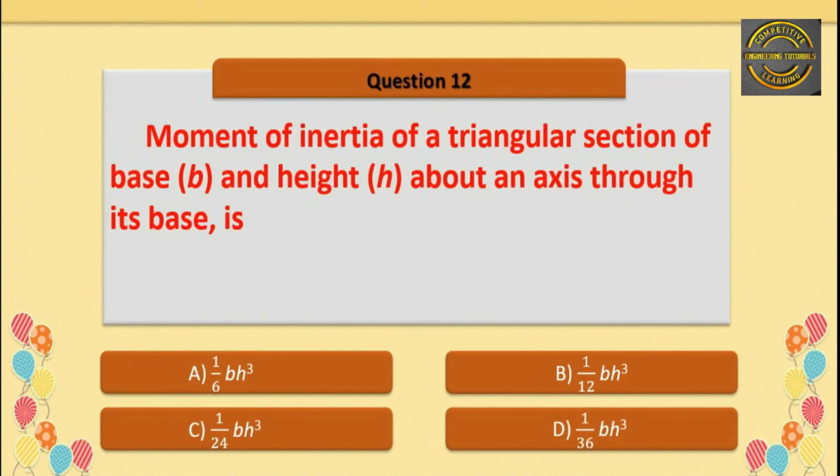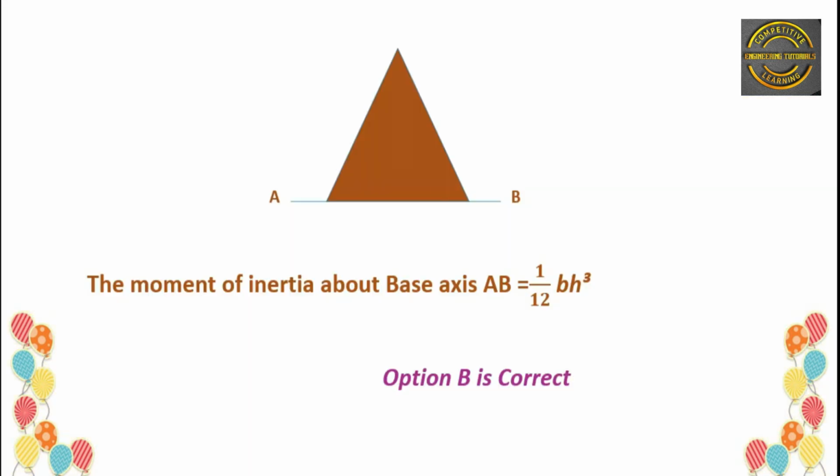Question number 12. Moment of inertia of a triangular section of base B and height h about an axis through its base is, option B is correct, 1 by 12 into BH cube. Here this one is the explanation. The moment of inertia about base axis AB is 1 by 12 into BH cube. Option B is correct.